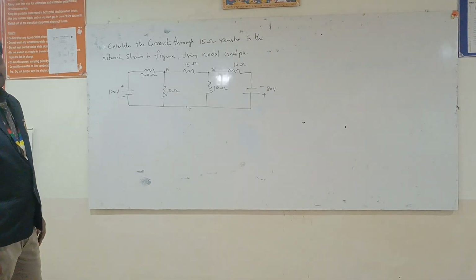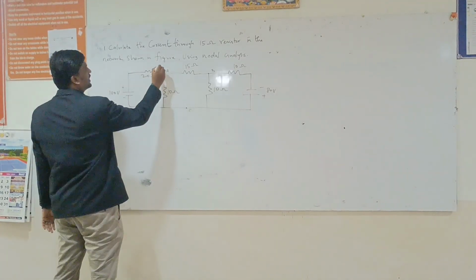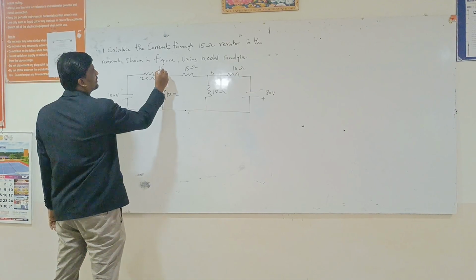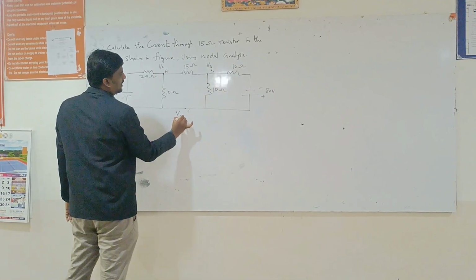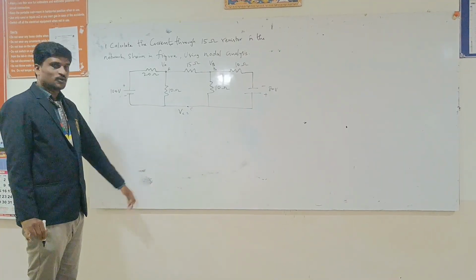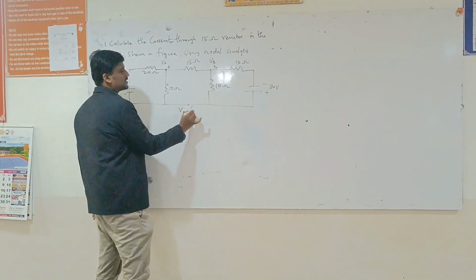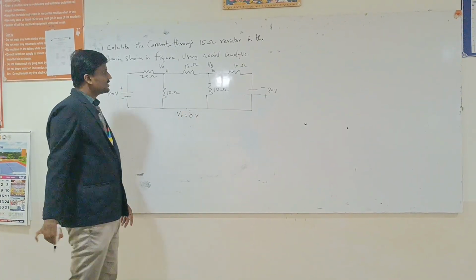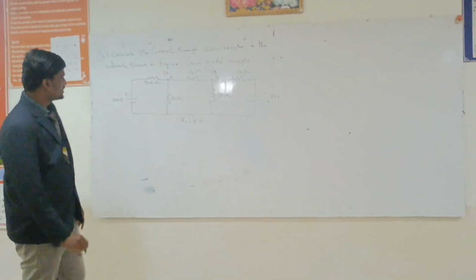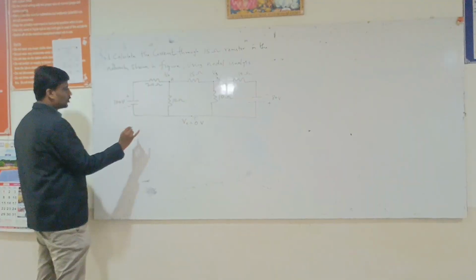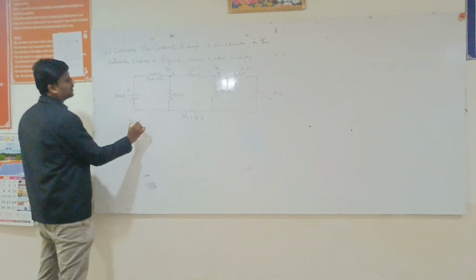We can give the node potential voltages here. Let us take this as VA, let this be VB, and let this be VC. Since this is the reference node, we can take its potential as 0 volt. So this is the first step, we have to mark down the nodes in the network, and here the total number of nodes is equal to 3.